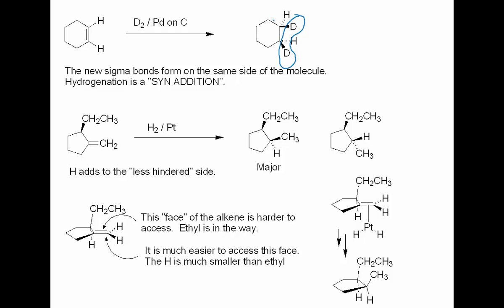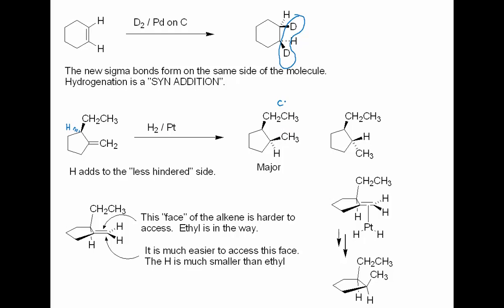And all of the additions that we do in this chapter, we're going to classify them as either syn additions, anti-additions where they add to the opposite face, or random additions where there's no control over the stereochemistry. Here's another issue. This occurs when we have stereochemistry, or we have substituents on our alkene that differentiate one face from the other. If we were to take this compound and treat it with hydrogen and platinum, we could isolate two different compounds.